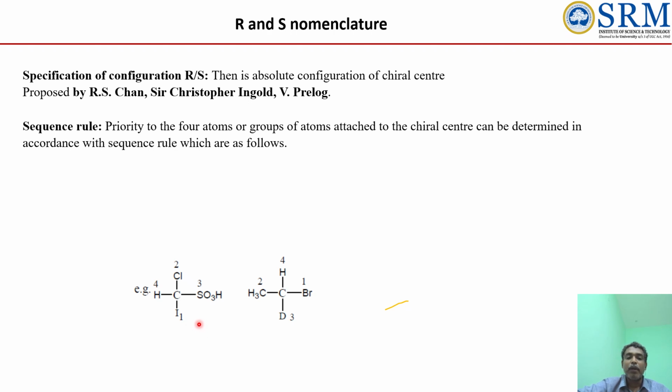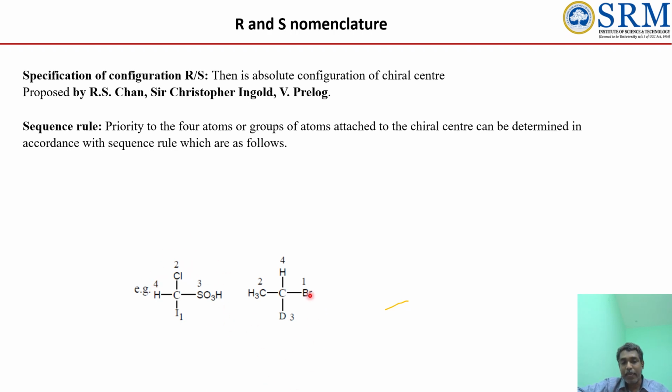Hydrogen is the smallest one, so that will take the last priority. Right away when you see hydrogen, you can give the priority 4. That leaves only 3 substitutions to be given a priority. Among these, iodine is the odd man out, having the highest atomic number. So you give number 1 to it, followed by chlorine, and then sulfur, the SO3H sulfonic acid group. This is how you are going to assign the numbers.